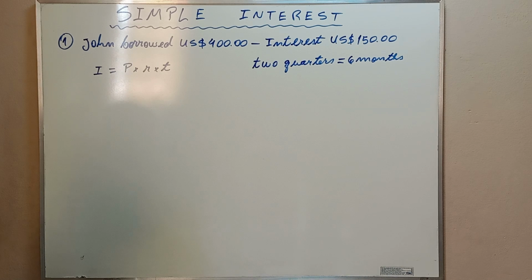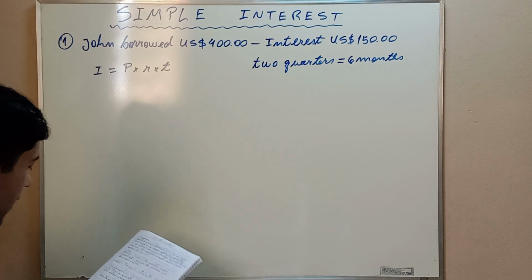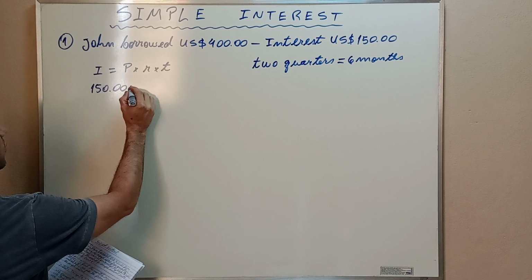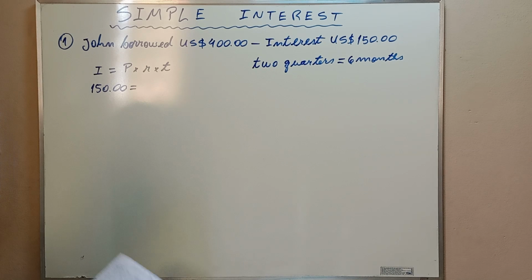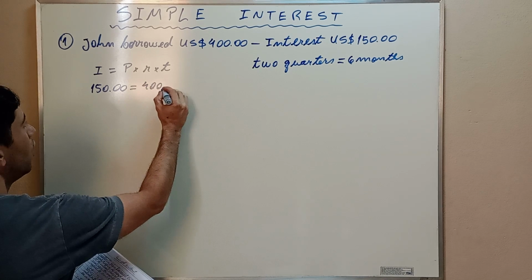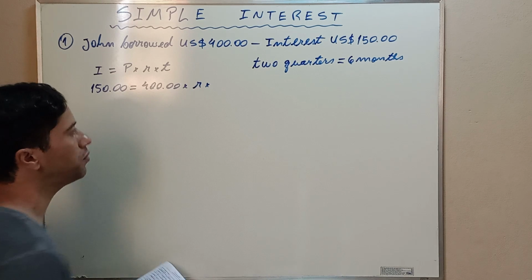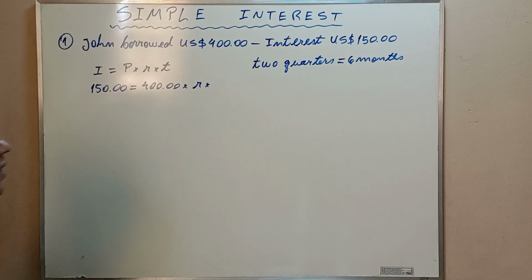That is the question. The exercise asked us what was the monthly simple interest rate applied by the bank. Alright, so here we have the interest, $150 is equal to the principal. The principal is $400 times the rate. We don't know the rate. We want to find the rate, and the time we substitute by 6 months. Alright, the exercise said 2 quarters, but we are computing in months. That's why we're going to use months instead of quarters.